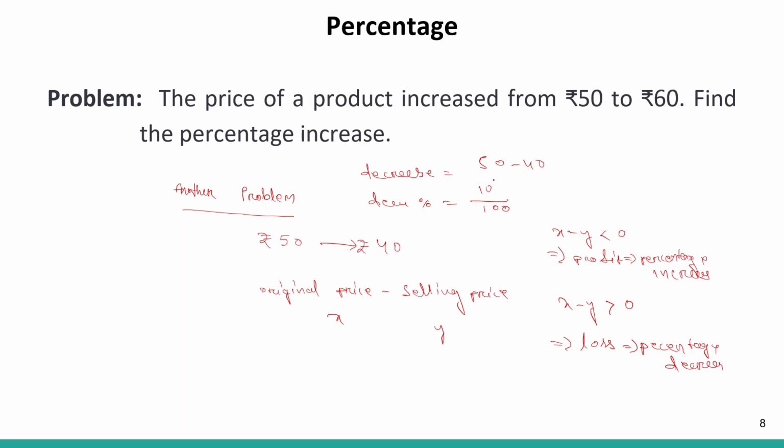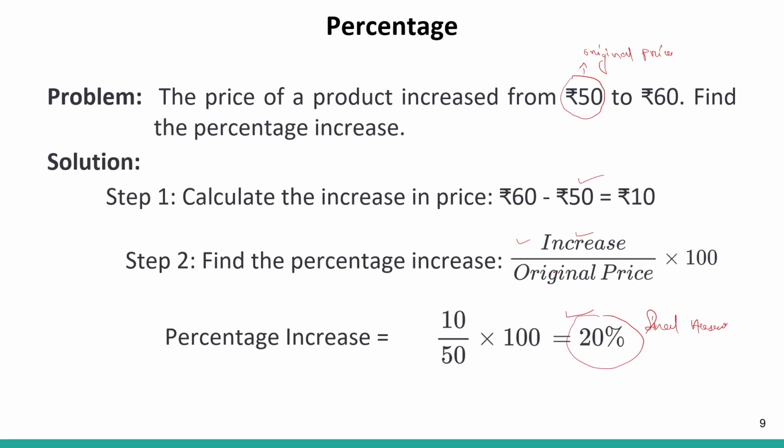Into 100, 10 by 50 into 100. It will be equal to decrease amount by original amount, that is original price, that is 50, that is decrease by original price into 100. So the answer will be 20%. The answer remains the same. It will be 20% what? Decrease. So 20% decrease is the answer.